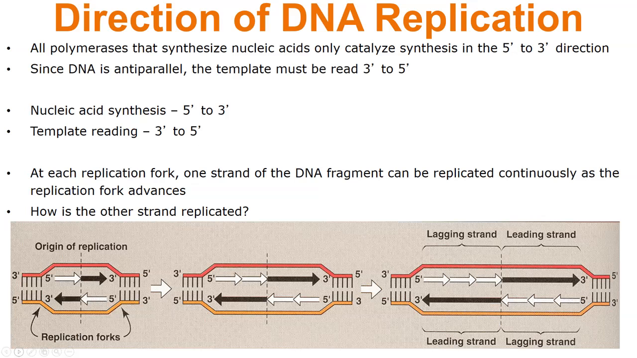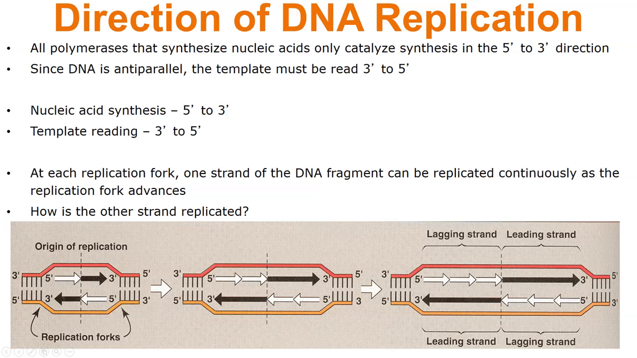Okay, so we have the direction of DNA replication. All polymerases that synthesize nucleic acids, this is where we don't have a virus exception. This is an absolute rule in molecular biology. All polymerases, RNA polymerases, DNA polymerases, doesn't matter. All of them can only synthesize nucleic acids in the 5' to 3' direction. That's an absolute rule. Only 5' to 3'.